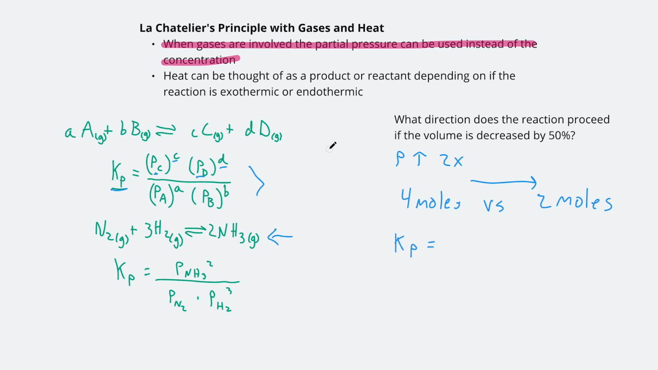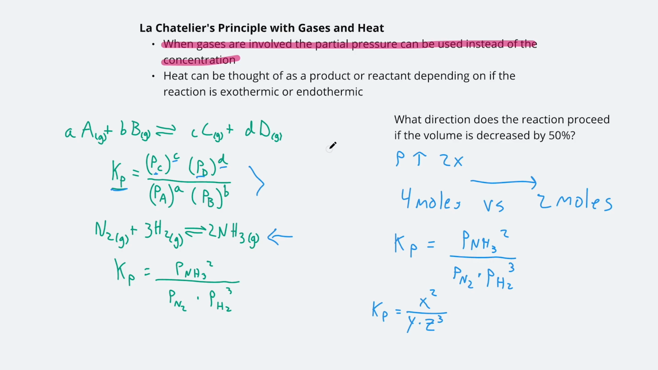left, where Kp is equal to the pressure of the products over the reactants. Since we weren't given any values, let's just make up some variables here. So we're going to say that Kp is equal to x squared over y times z raised to the third. So we just plugged in some variables to represent the partial pressures of our gases. Now we want to look at that fraction after the pressure has doubled.